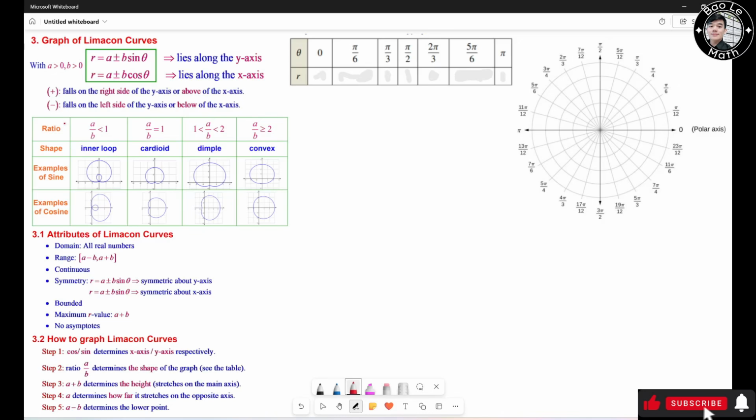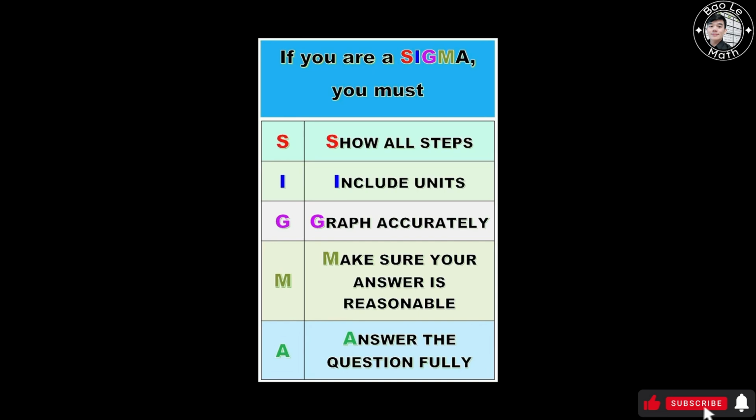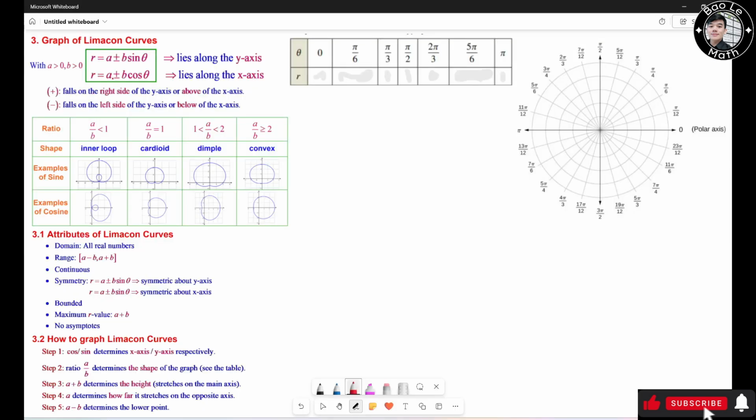Hello everyone, in this video we're going to learn how to graph a Limaçon curve. Now, the Limaçon curve has the form of r equals a plus or minus b sine theta, or r equals a plus or minus b cosine theta.